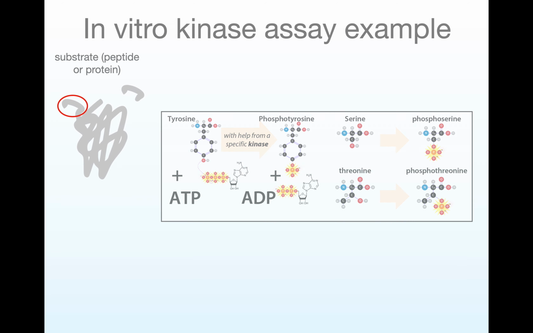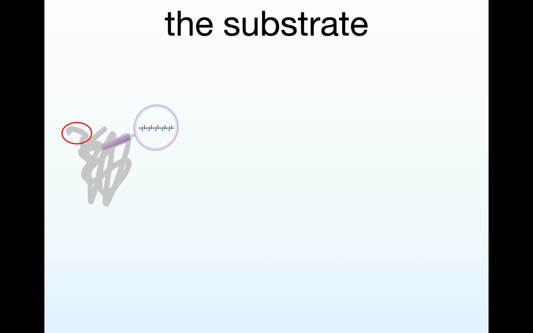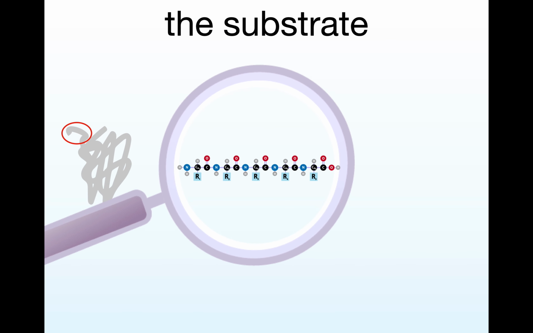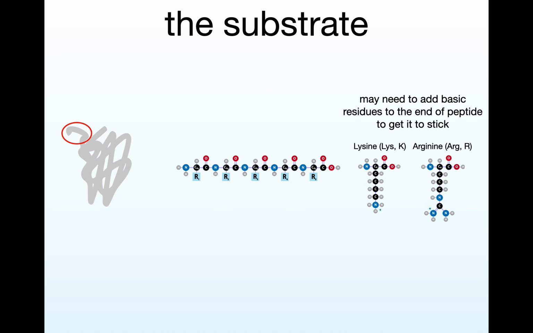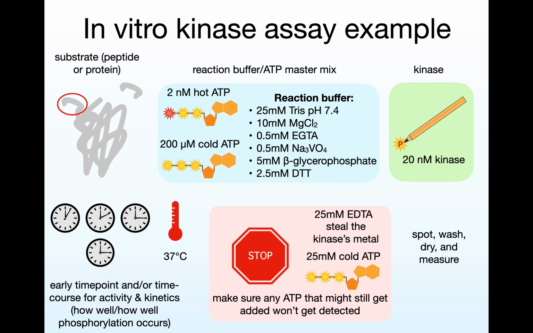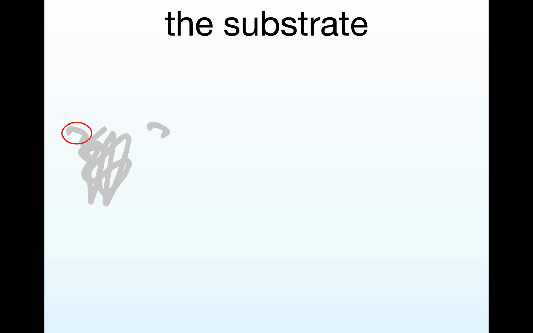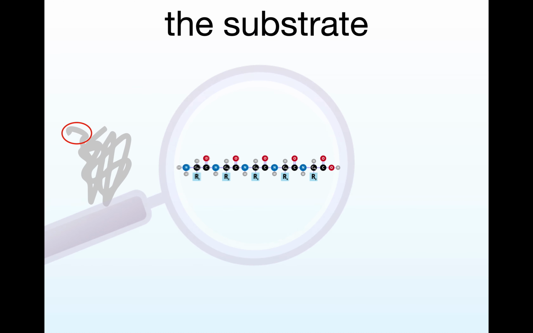And so you can use just the peptide or the protein. But when you have a peptide, you might have to alter it a little. You might have to add basic residues to the end of the protein to get it to stick. By basic residues, we're talking about lysine and arginine, which are going to be positively charged because they've acted as bases and stolen protons, so they're fully protonated and positively charged. This is important because the paper that we're going to use is negatively charged, and so this is going to help it stick.